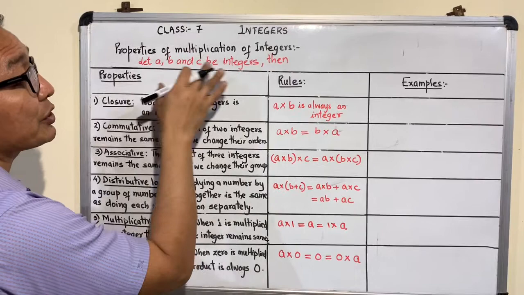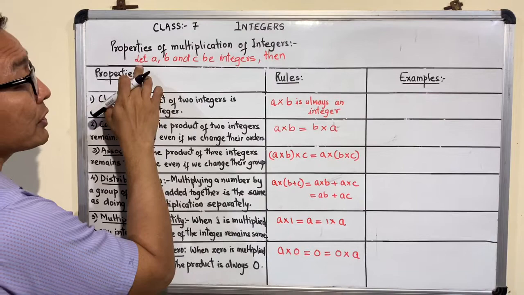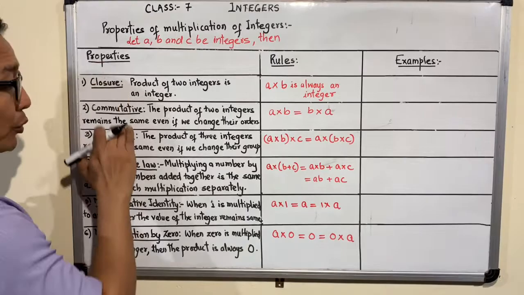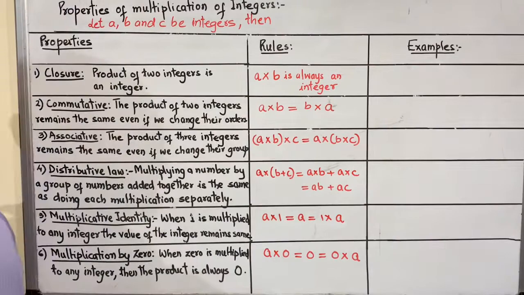Before we move on to the properties of multiplication of integers, let us assume that there are three integers called a, b and c. Then we will see the properties, the rule and examples. We have six properties here in multiplication of integers.